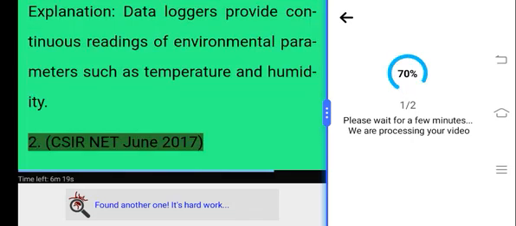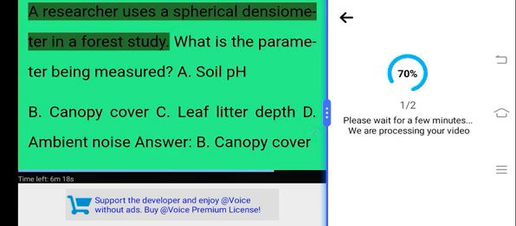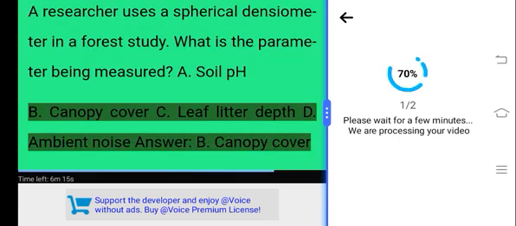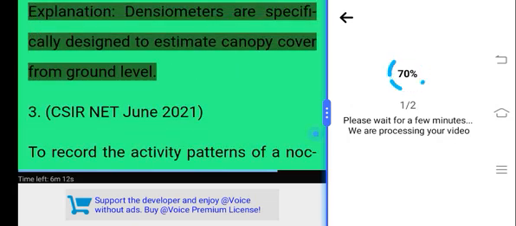2. CSIR NET June 2017. A researcher uses a spherical densiometer in a forest study. What is the parameter being measured? A. Soil pH. B. Canopy cover. C. Leaf litter depth. D. Ambient noise. Answer: B, canopy cover. Explanation: Densiometers are specifically designed to estimate canopy cover from ground level.